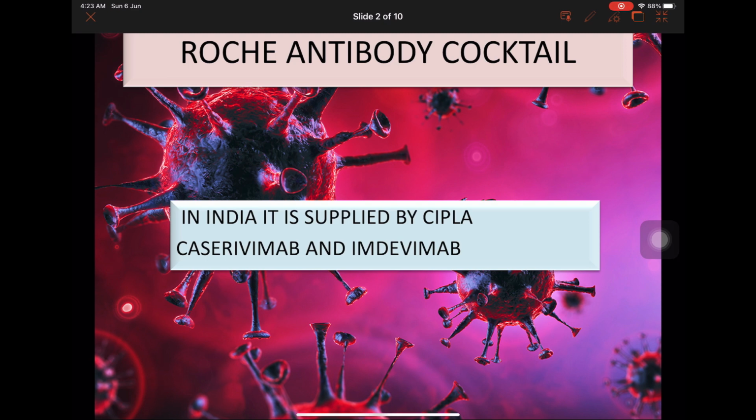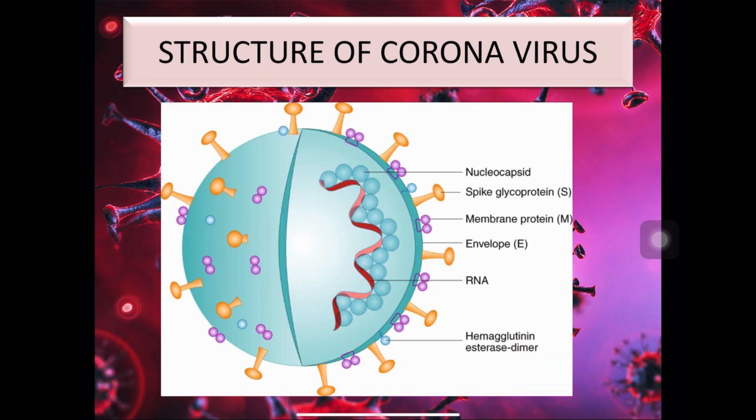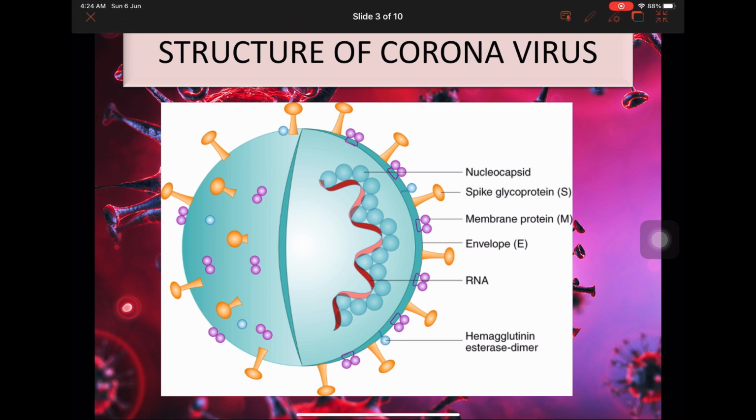To know the pathogenesis of COVID, you must first know the structure of a coronavirus pretty clearly. The coronavirus consists of a nucleocapsid, a spike glycoprotein S, which has two parts, S1 and S2, which we will see in detail later. And there is a membrane protein M, and there is an envelope E, and there is an RNA, and there is hemagglutinin esterase dimer. Do you get it? These are the basic parts of a COVID virus.